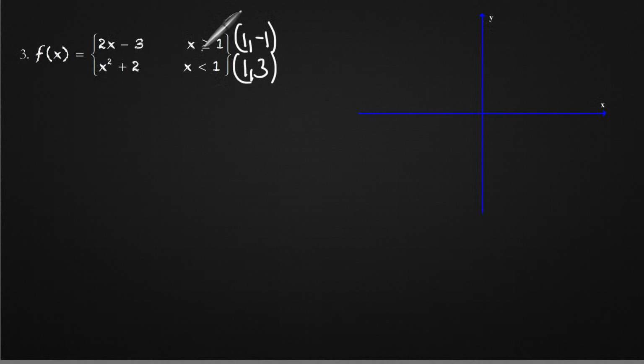All right, so let's go ahead and graph our linear function first. So this is going to start, because it's greater than or equal to 1, so it's going to start at this point.